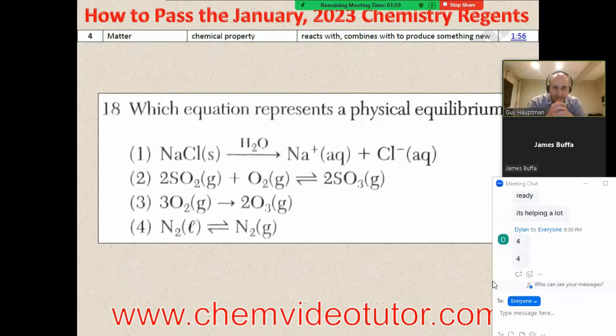4. Yes, it is. 4 it is. Nitrogen liquid, nitrogen gas, that's a phase change, and that is the correct answer. So that was wave 4. Yep, wave 4, we finished that. All right, we're going to go on to wave number 5.